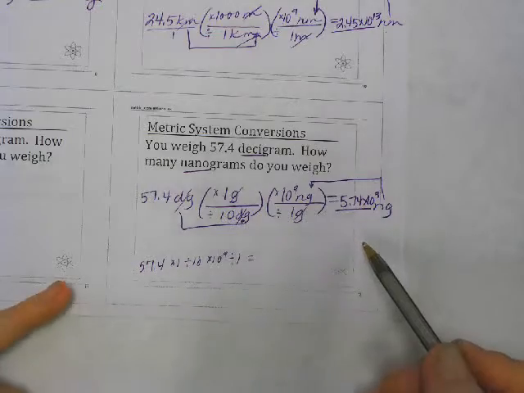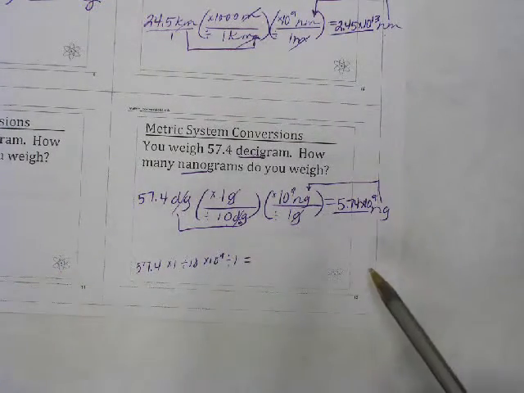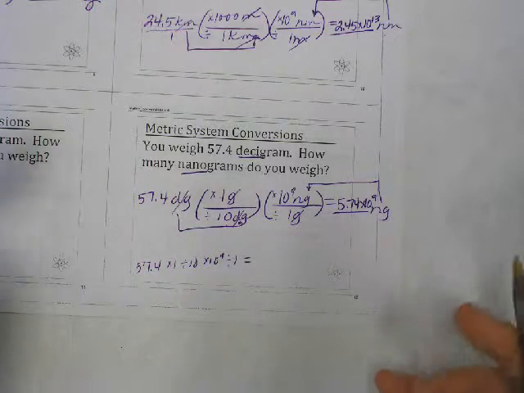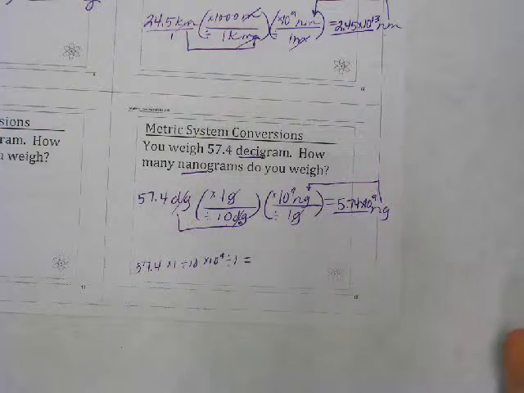I also get a lot of questions about when to put it in scientific notation. My general rule is if I'm going to write more than 3 zeros, I'm probably going to put it in scientific notation. Right? So you might want to as well.